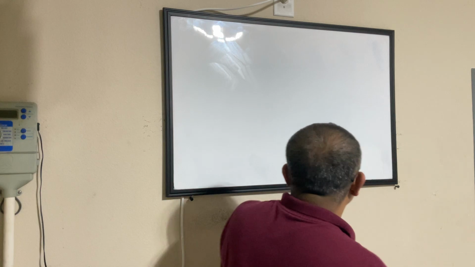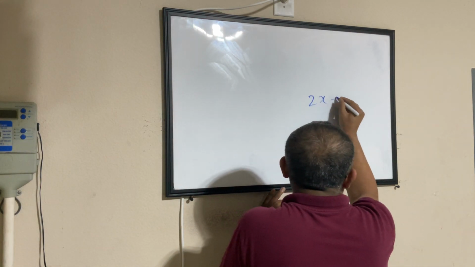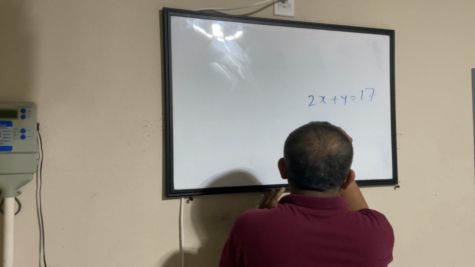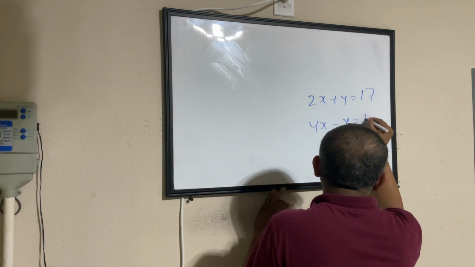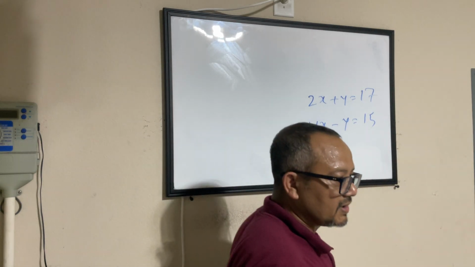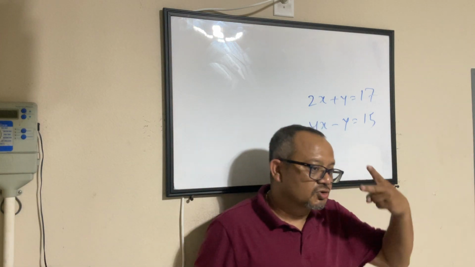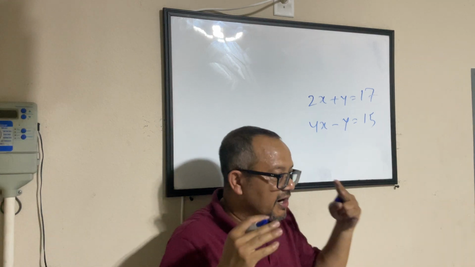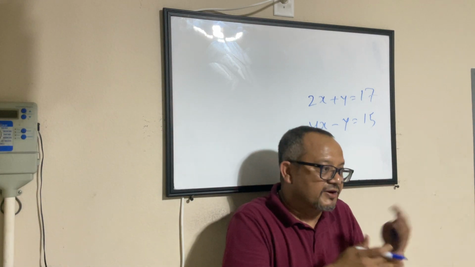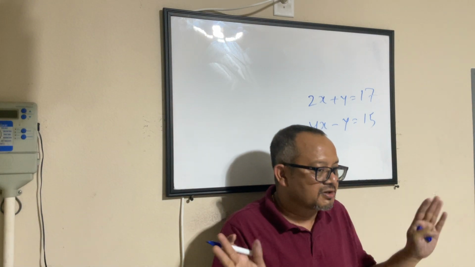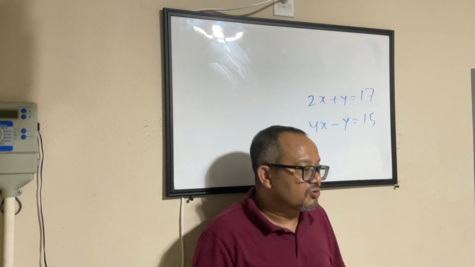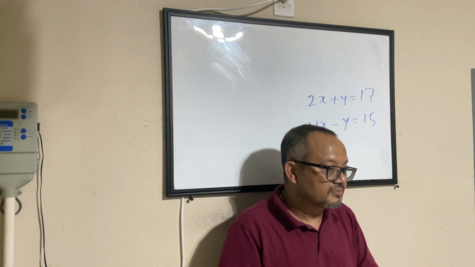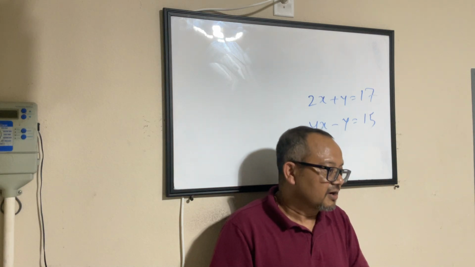Okay. Now let's look at it. 2x plus y equal to 17. 4x minus y equal to 15. There are two rules that you need to remember. One is equivalent equation. Meaning when you have any equation, you multiply every term or divide every term by the same number, you are fine. Second thing is, if you have multiple equations, you can add or subtract them the way you want. And that is also okay.